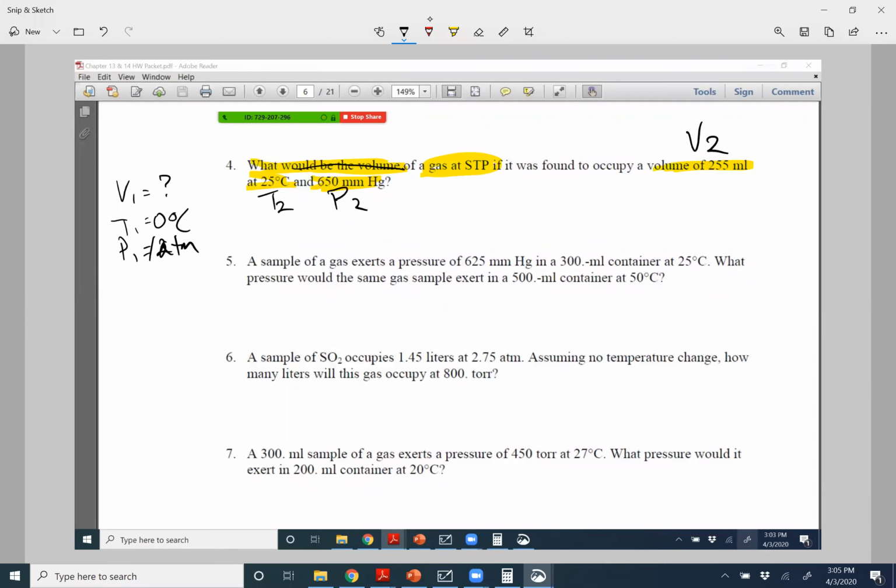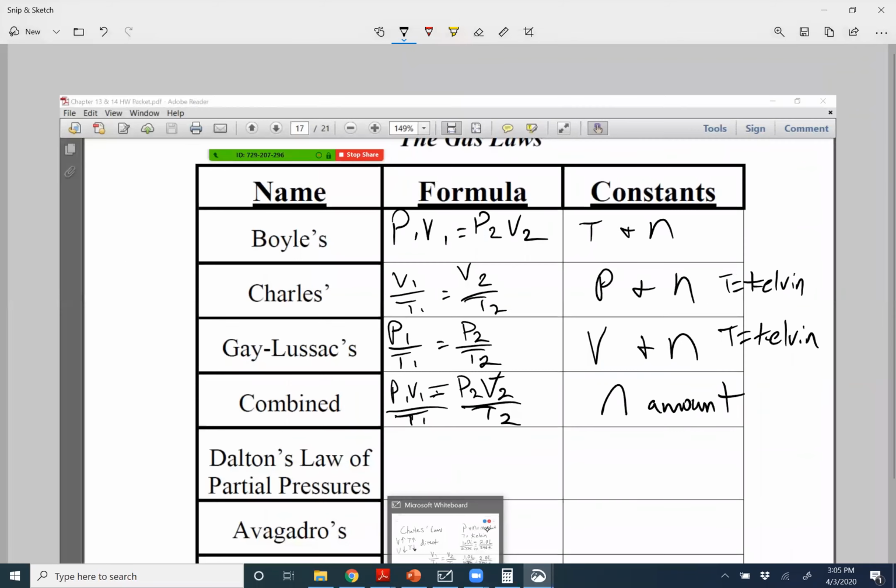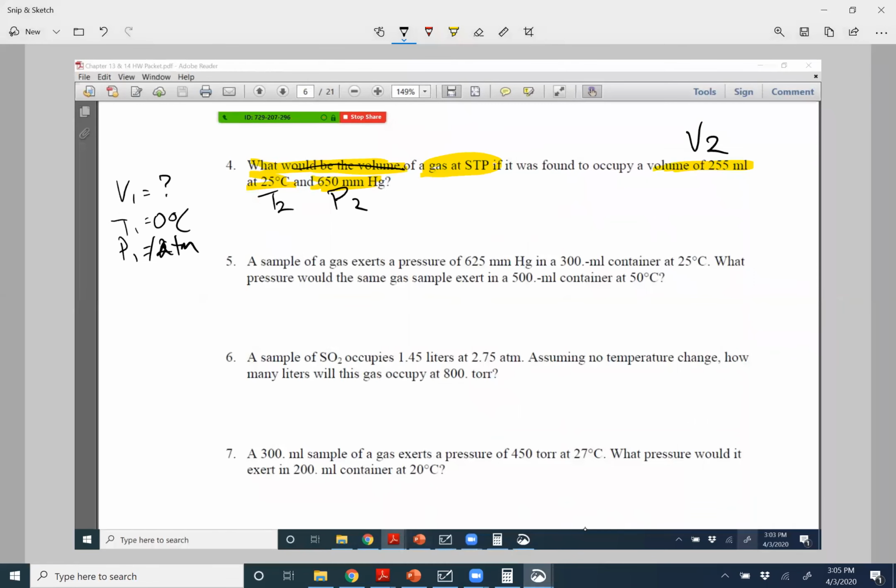If we're looking at our cheat sheet, this uses everything but amount of gas. So we need to use what's called the combined gas law. So P1, V1, T1, P2, V2, T2. We want V1, so we're going to divide both sides by P1, and we're going to multiply both sides by T1. So now we have V1 is P2, V2, T1 divided by T2, P1.